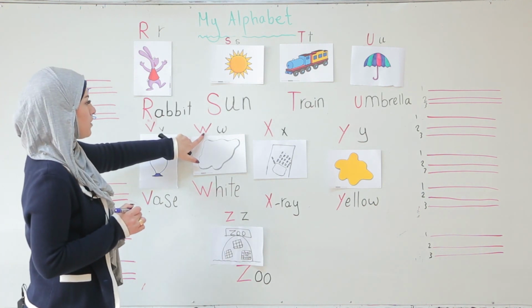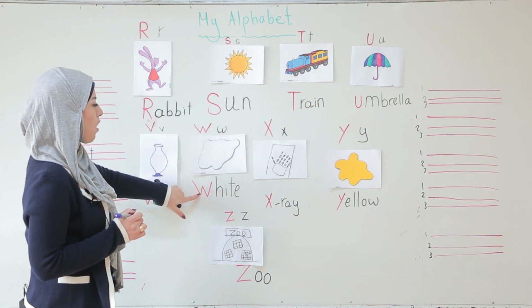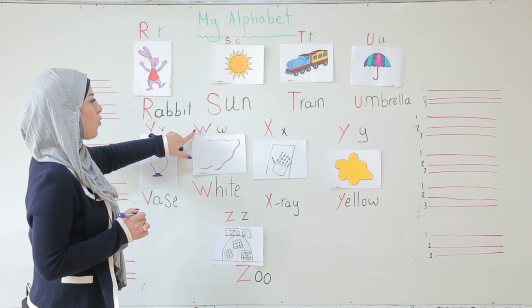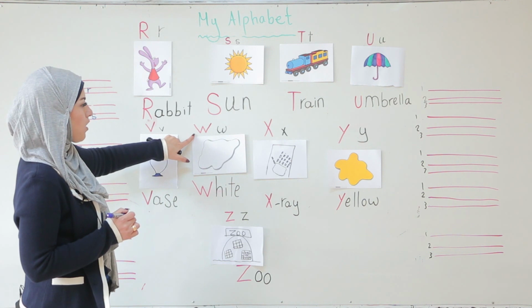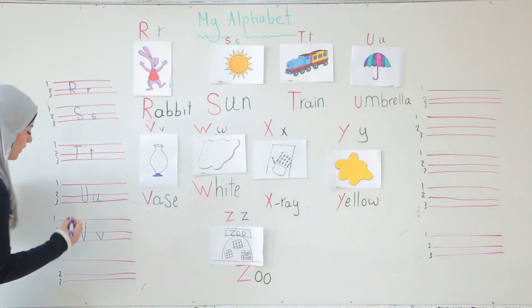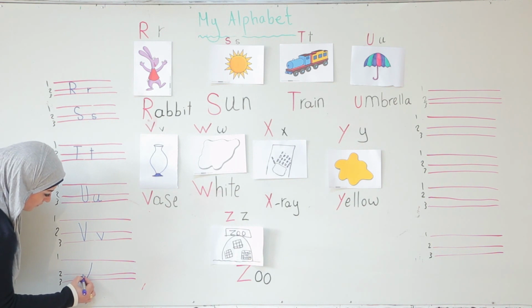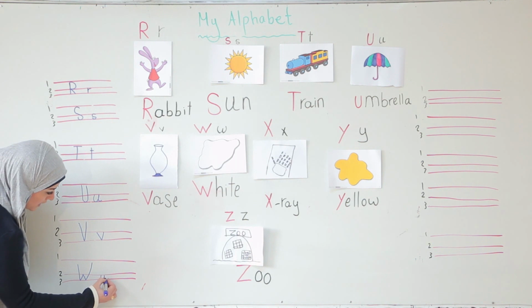Capital W, small w. W like white. The sound of the letter W is W, white. Capital W, small w between the lines.